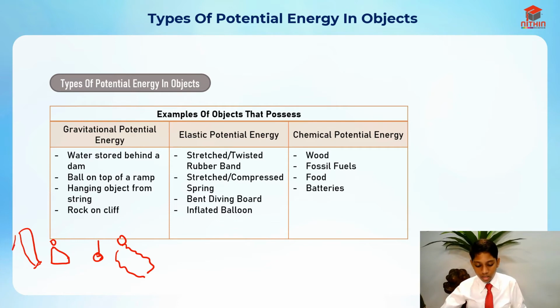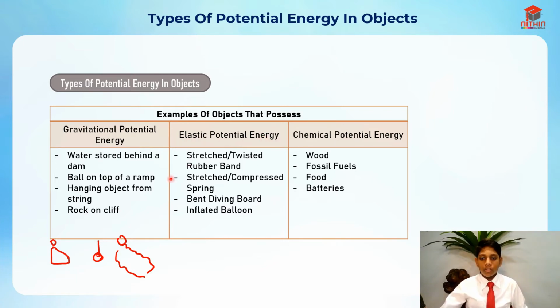And also water stored behind a dam. If this is a dam, the water is here, and then this is the sea. Why do all of these have gravitational potential energy? Because objects that are above the ground possess gravitational potential energy, and the ones that are on the ground do not. Next, elastic potential energy.